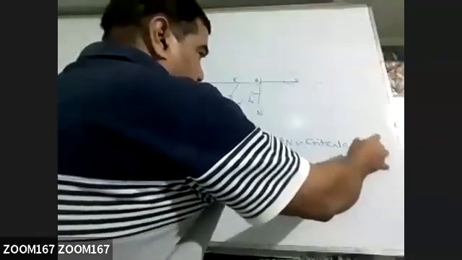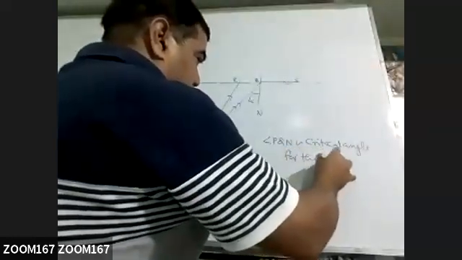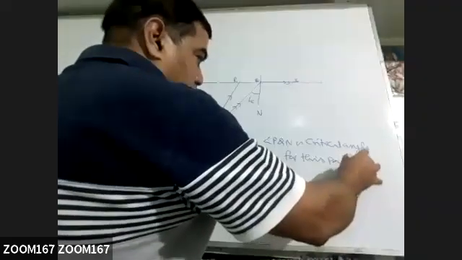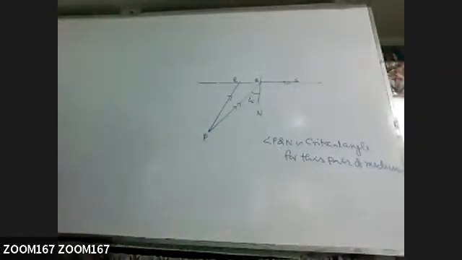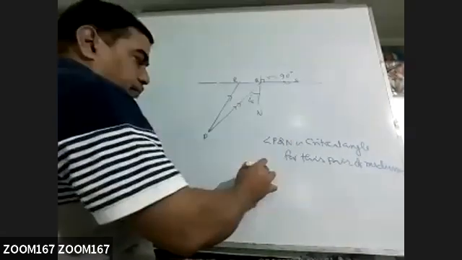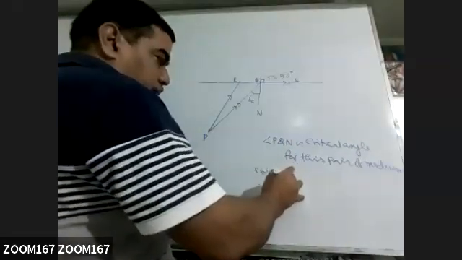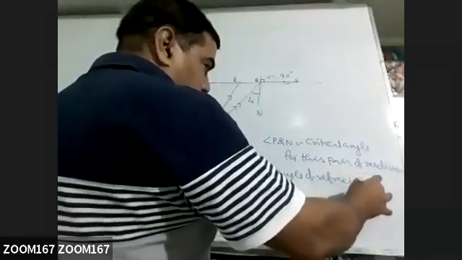Critical angle for this pair, whatever the medium may be. So this is the critical angle for this particular pair. Now second is, what is the angle of refraction for the refracted ray QS? So the angle of refraction here is 90 degrees. Angle of refraction is 90.